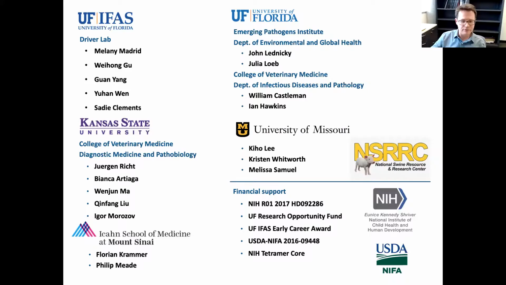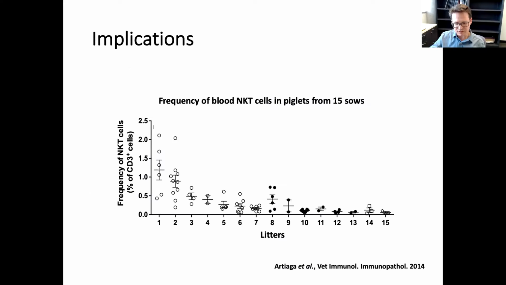I wonder if I can just show you an example of this. So I have a slide back here. We analyzed the frequency of NKT cells in litters of 15 different sows. Each dot is a piglet. In some piglets, 2% of their T cells were NKT cells. And then we have plenty of litters where you barely detect an NKT cell.